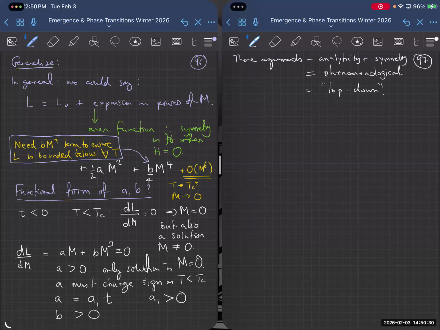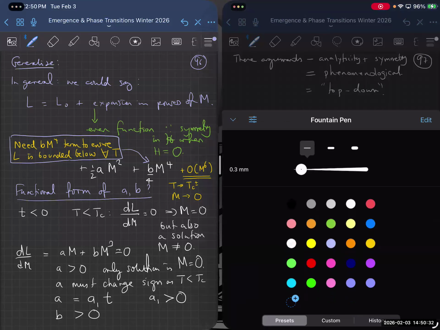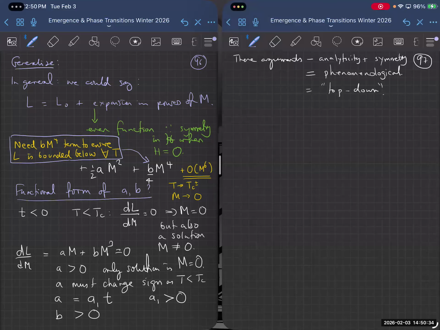So we've done quite a few things here. We've done analyticity, we've done symmetry, we've done positivity, well, bounded below free energy, I should say. So we've used all these general arguments to construct our theory.